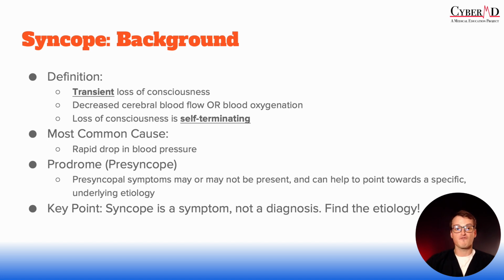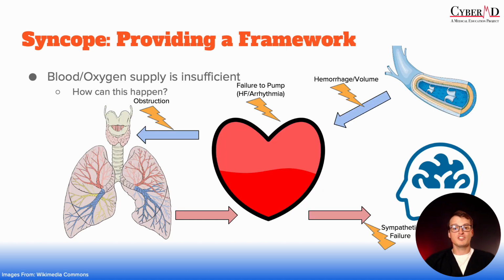Now, let's provide a framework for you to understand those various etiologies of syncope. So remember, as we just mentioned, either the blood flow to the brain is reduced or the oxygen supply to the brain is insufficient. So the question becomes, how can that happen? It can occur if there's a lack of volume, maybe due to hemorrhage. It can occur due to inefficient pumping of the heart, such as in heart failure. Perhaps there is a physical obstruction to the blood flow within or outside of the heart, such as in a pulmonary embolism or maybe aortic stenosis.